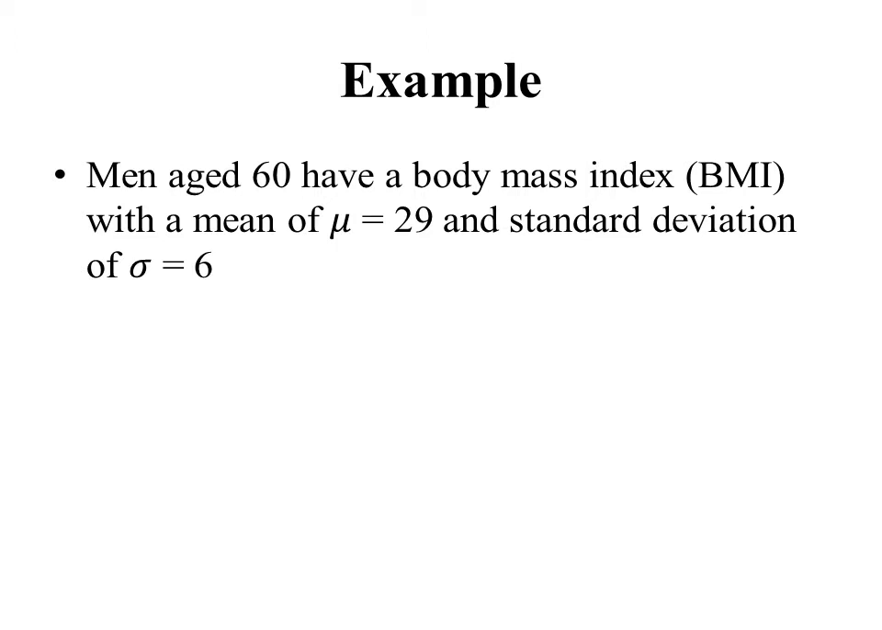This means that if we were to go out and collect the body mass index of all men age 60, add them up, and divide by the total number of men age 60, we would get a mean of 29. And then if we calculated the standard deviation of all of those BMIs using the formulas from the last chapter, we would get a standard deviation of 6. So these numbers here, mu and sigma, are population parameters. This describes the mean of the population and the standard deviation of the population.